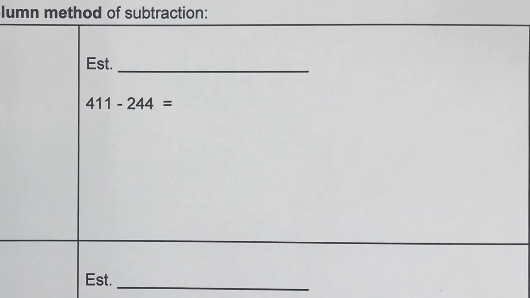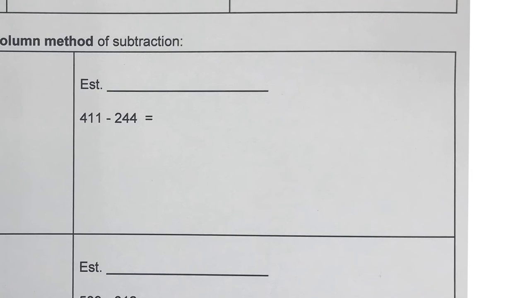If I have 3 digits, then you do 3 columns. So 411 would be 400, 10 and 1. Then we have 200, 40 and 4.